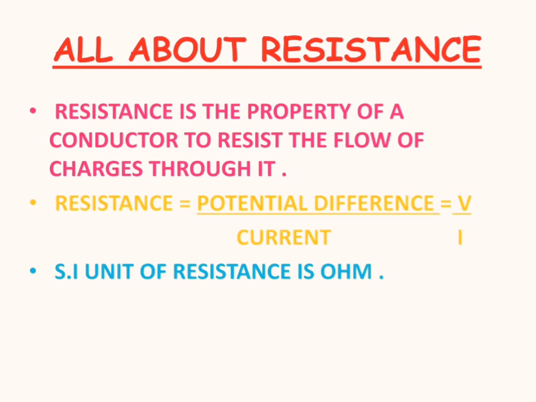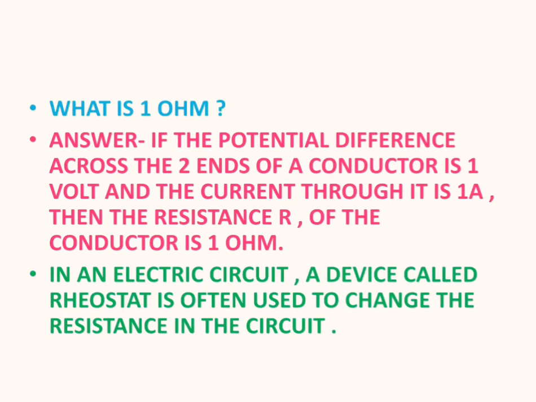Now what is the formula of resistance? Resistance is V upon I, that is potential difference upon current. Now what is the SI unit of resistance? It's ohm. Moving ahead, what is 1 ohm? Likewise, we did what is 1 volt and what is 1 ampere. Similarly, we are going to do what is 1 ohm. If the potential difference across the two ends of a conductor is 1 volt and the current through it is 1 ampere, then the resistance R of the conductor is 1 ohm.